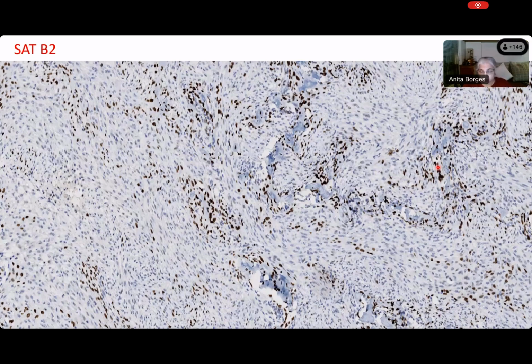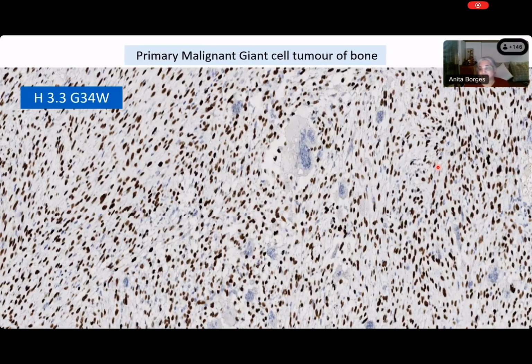This may not be for you postgraduates. I'm just making the point. But this has got some interesting immunohistochemistry, all right? Because the diagnosis was an osteogenic sarcoma. It was an osteogenic sarcoma in the epiphyseal portion of the femur, and it had giant cells, okay? Today, we have this protein, and this is a mutated protein, and it is called H3.3G34W. Please write it down because you're going to see this more and more often, okay?